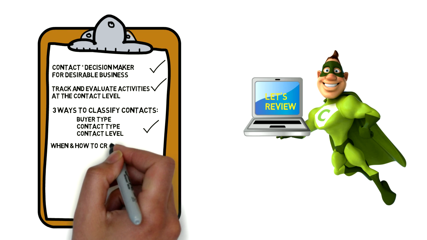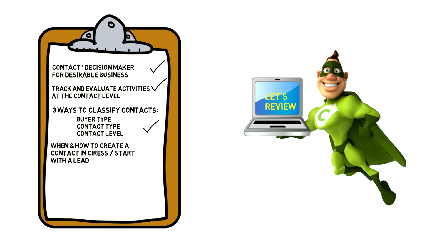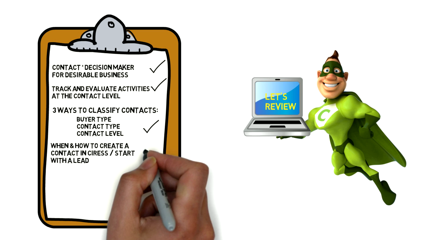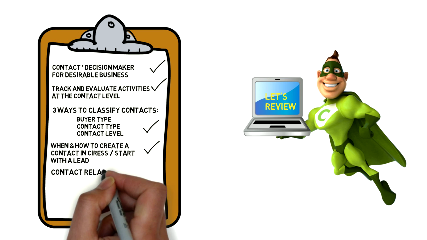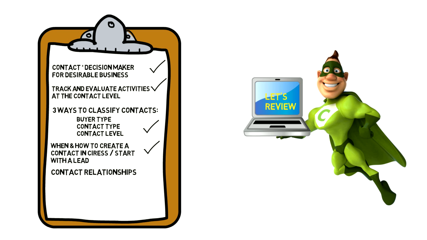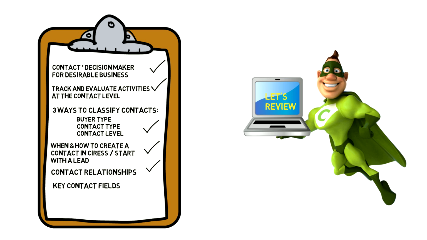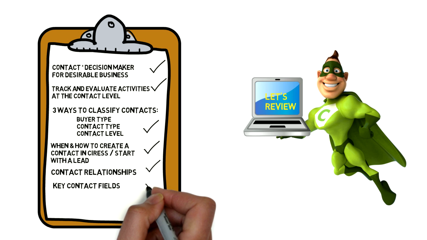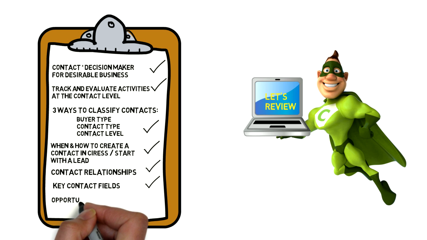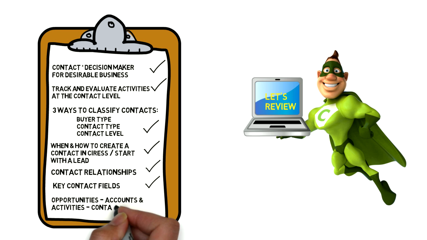We considered when and how to create a new contact in Cyrus, virtually always by creating a lead and then qualifying it to a contact. We described contact relationships and how to use them to associate a contact with multiple accounts. Then we took a quick look at a few of the most important information fields within the contact record. Finally, we discussed creating opportunities at the account level, but activities at the contact level.